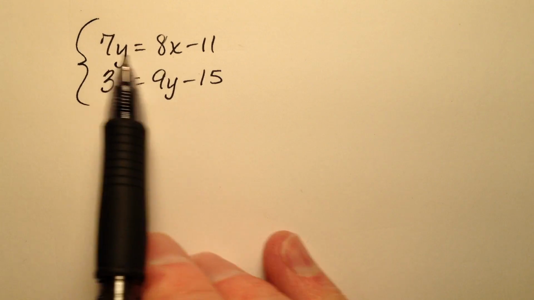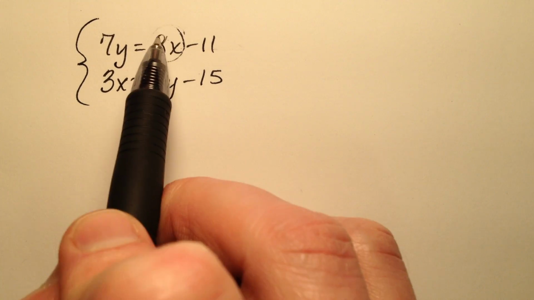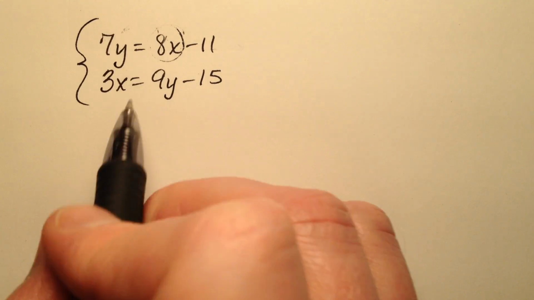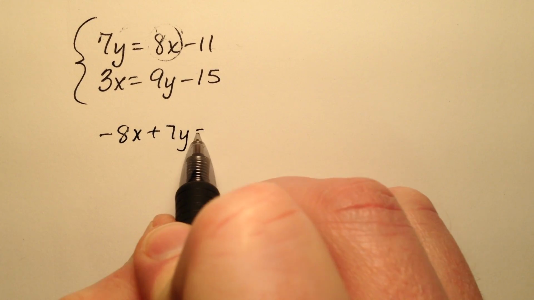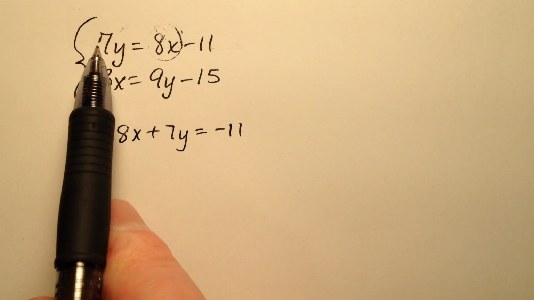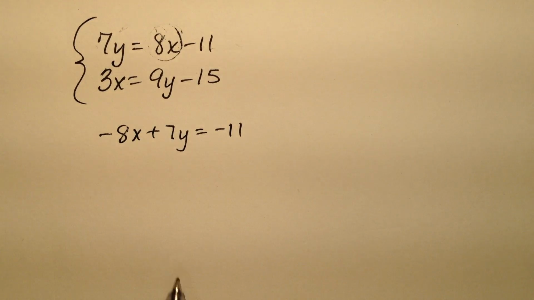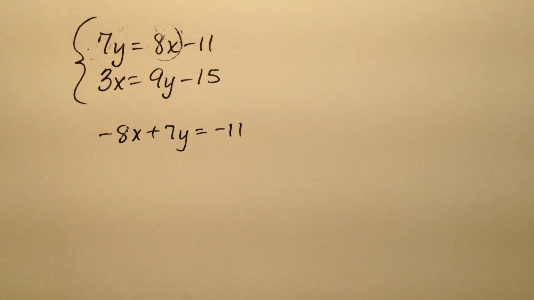So on this first equation, 7y equals 8x minus 11, I need this 8x to bounce over to the left side. So I'm going to subtract 8x from both sides. And I'm going to rewrite that first equation as negative 8x plus 7y equals negative 11. And it's plus 7y because the 7y is positive.